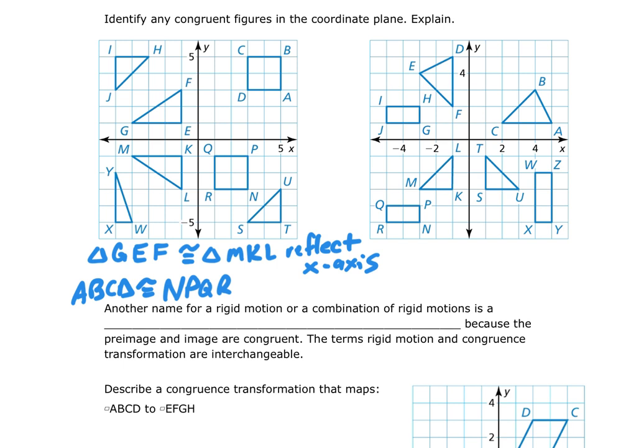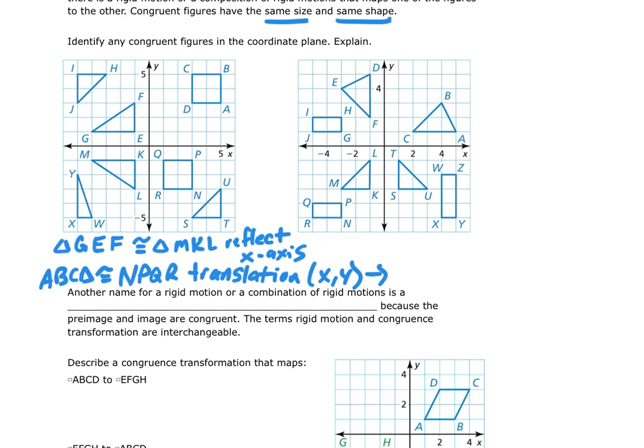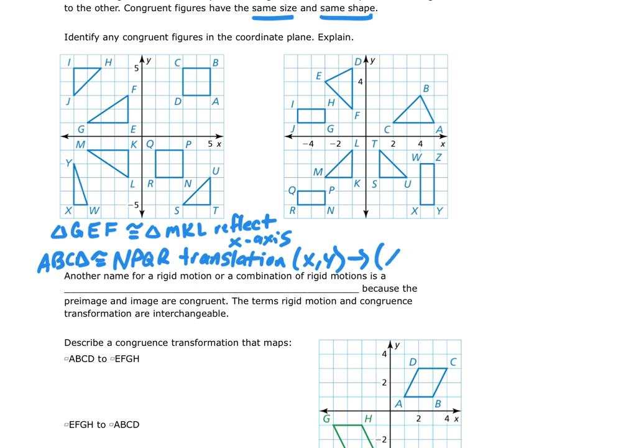And then that's what we talked about. So if I wanted to go from A to N, and you can use any of these, I'm going to go over 2, left 2, and then I'm going to go down 1, 2, 3, 4, 5, 6. And so we would say that this is a translation. And my translation rule here would be x minus 2, because it goes left 2, and y minus 6, because it goes down 6. Okay.